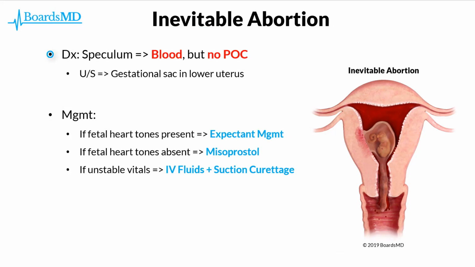When we perform a speculum exam in these patients, we are going to see blood but no products of conception present in the vaginal canal. Classically, on ultrasound in these patients, we will see a gestational sac that is present in the lower uterus. This should really make sense to us in the context of an inevitable abortion, because one can imagine that the products of conception of the fetus are present in the lower uterus and essentially pushing up and opening the cervix, thus making it inevitable that an abortion will occur at some point in time.